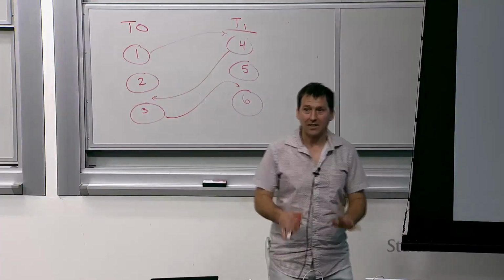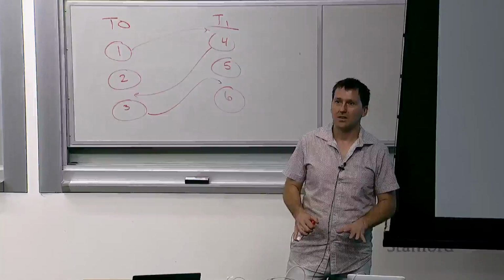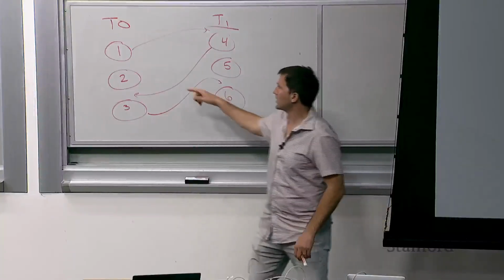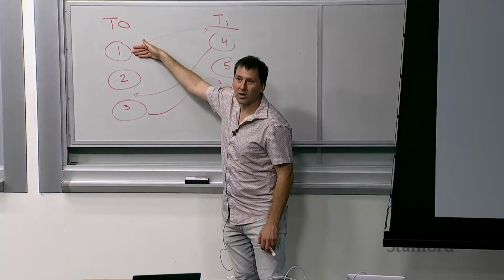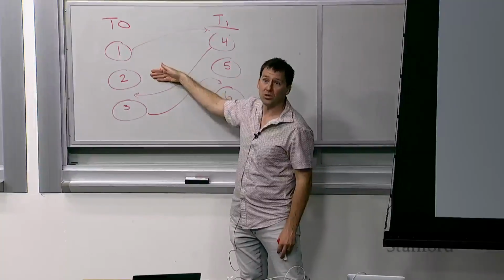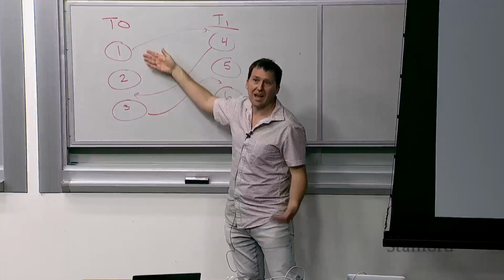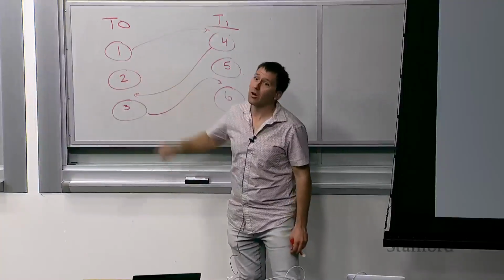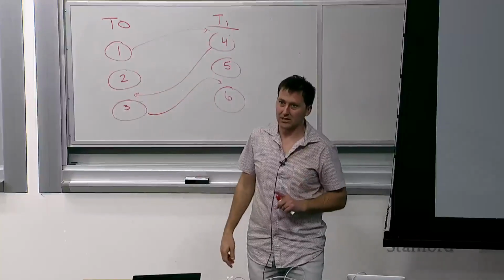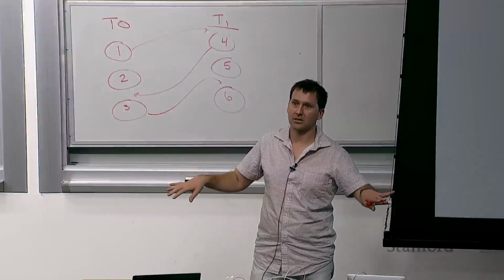And it's different from coherence. Because here we're talking about the order of the effects of 1 and the effects of 2, operations to different addresses. Coherence is all about operations on the same address. So they are orthogonal concepts completely.